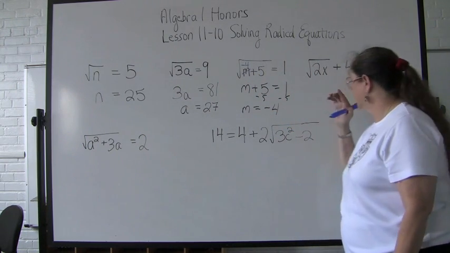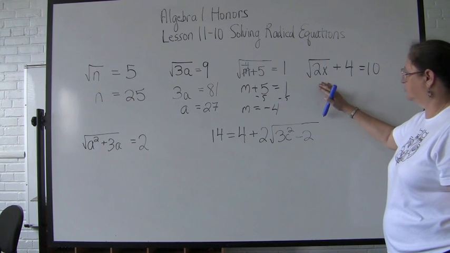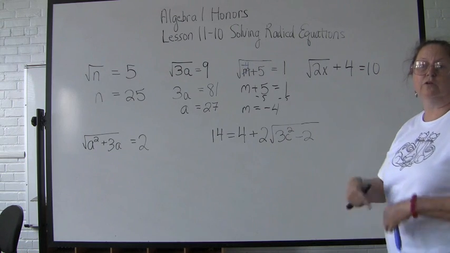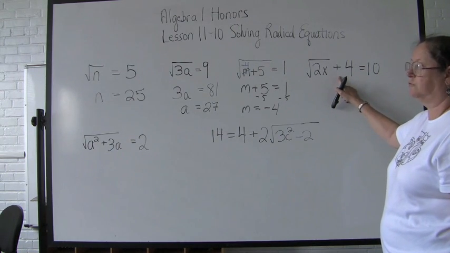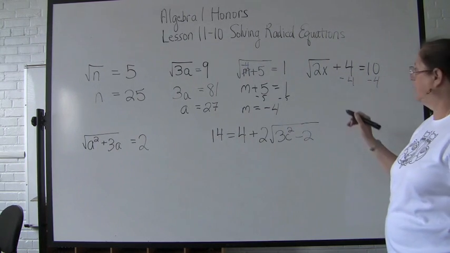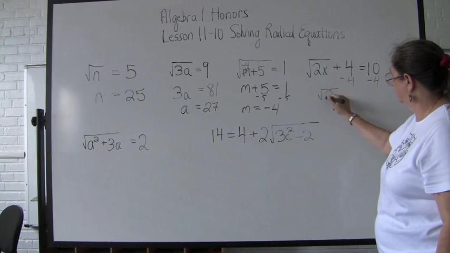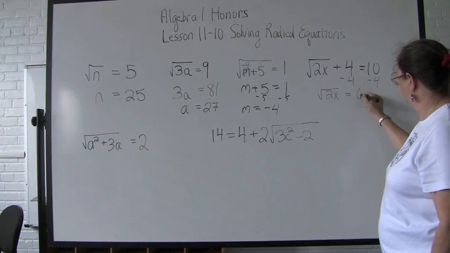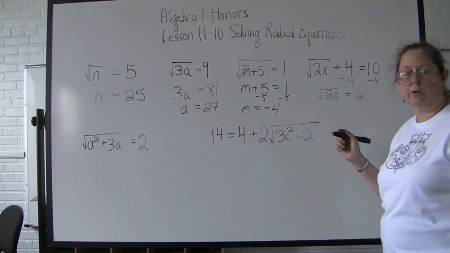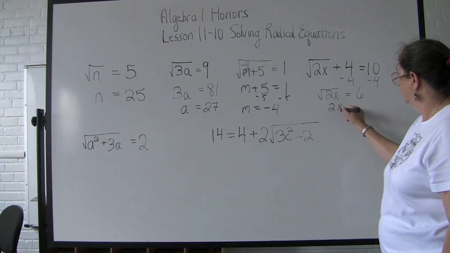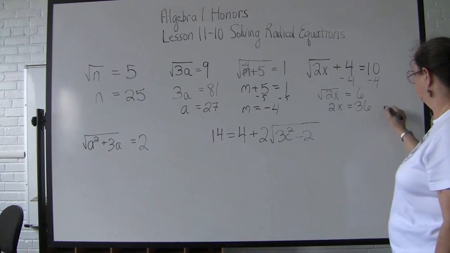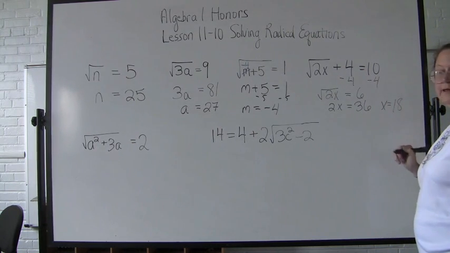All right, let's look at this one. Now, this one does not have the radical isolated. So the first thing we have to do is isolate it. We need to subtract 4 from both sides. And then we'll have just the square root of 2x over here equal to 6. Now the radical is all by itself there. We square both sides, we get 2x equals 36. To find x, we divide both sides by 2, and x is 18.